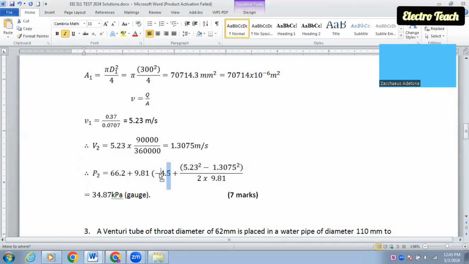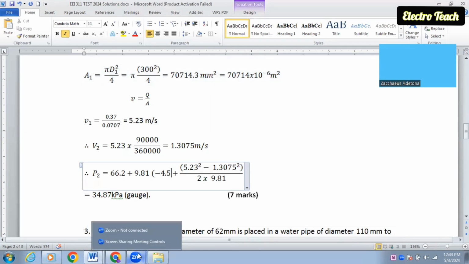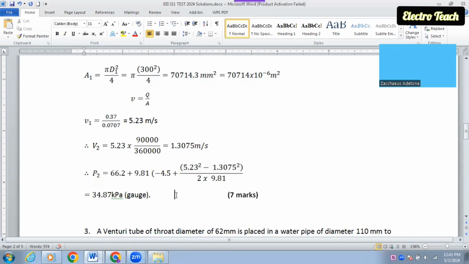minus 4.5. So if you substitute all the parameters into the formula, we have P2 equals 66.2 plus 9.81 brackets minus 4.5 plus 5.23 squared minus 1.3075 squared, all divided by 2 times 9.81. You get 34.87 kilopascal, which is a gauge pressure. So that's the solution to question number 2.